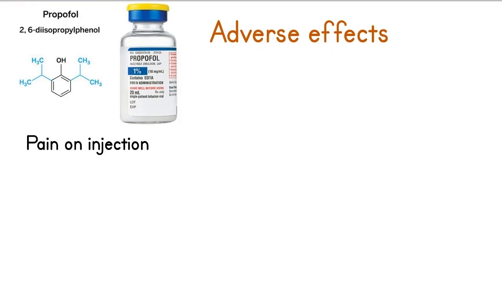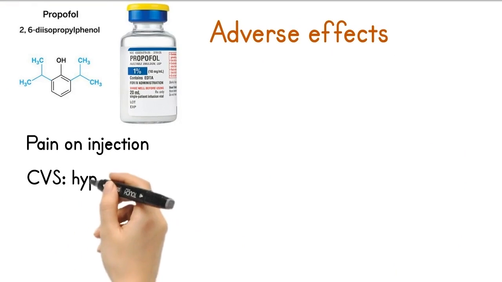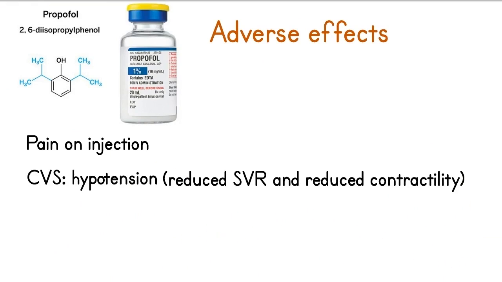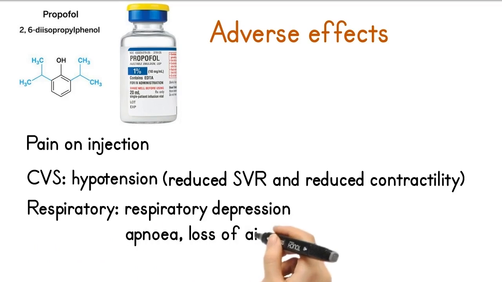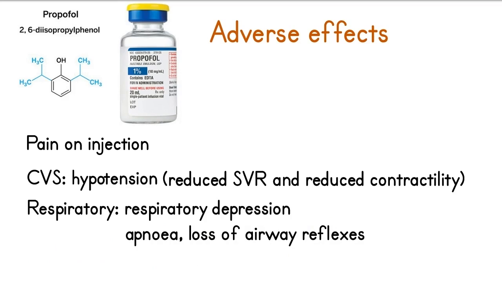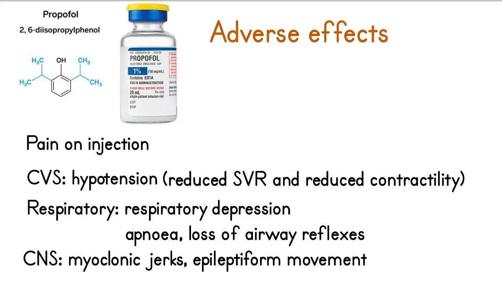at the same time. Propofol commonly causes hypotension, mediated principally through reduced systemic vascular resistance. It has a small effect on contractility also. Propofol produces pronounced respiratory depression and often apnea, and it causes deep suppression of airway reflexes, which is very useful to anaesthetists when they're instrumenting the airway. Finally, involuntary movement is common at induction with Propofol, seen as myoclonic jerks or sometimes frank epileptiform movement.